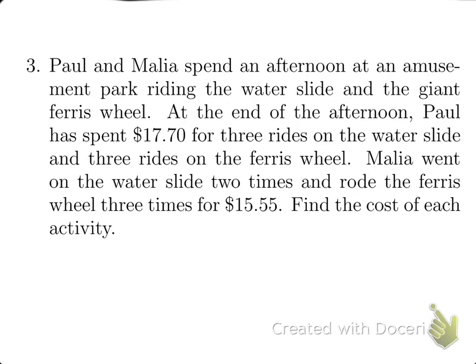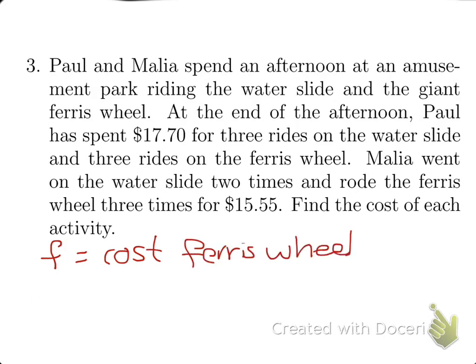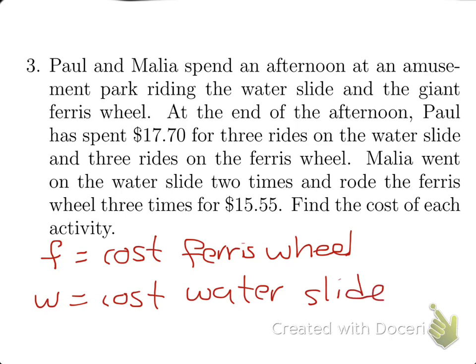So the first thing that you want to do is identify your unknowns. Obviously there are 2 unknowns. I'm going to say F is going to be the cost of the Ferris wheel, and then we can say W would be the cost of the water slide. You could certainly use X and Y here. This just makes more sense. Pick the letters that make more sense to you. It's a lot easier to deal with.